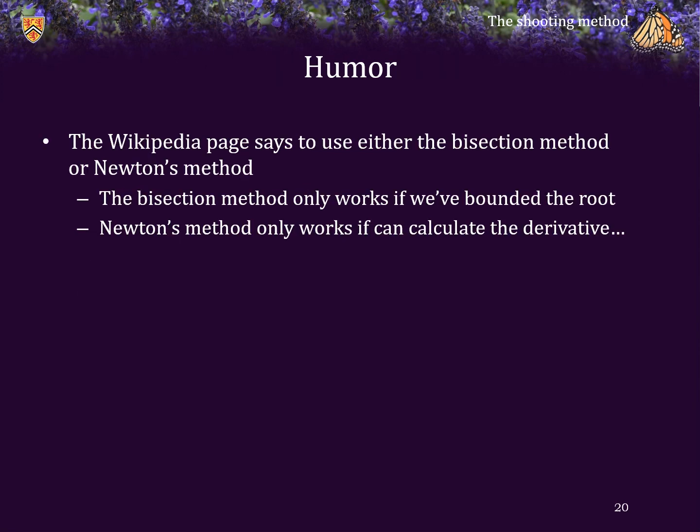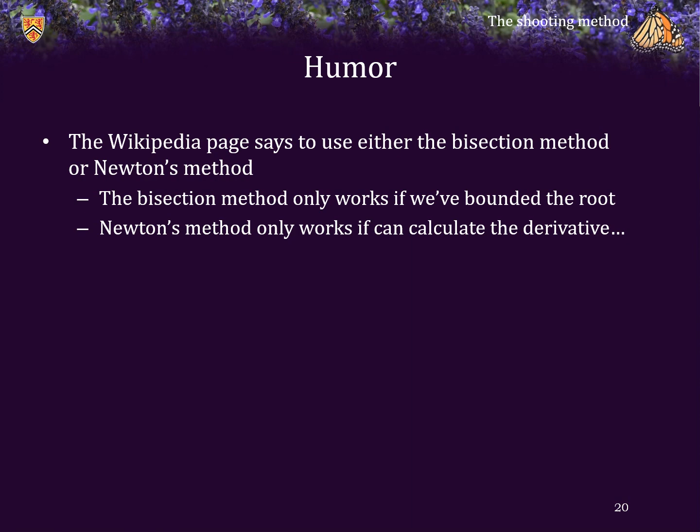Now, as for some humor, the Wikipedia page for the shooting method actually only suggests using either the bisection method or Newton's method explicitly. There's only a problem with this, because the bisection method requires that we've already bounded the solution. So we have to have two initial slopes, one that overshoots and the other which undershoots. We're not guaranteed we have that, and it may actually take a little bit more work to find two such slopes.